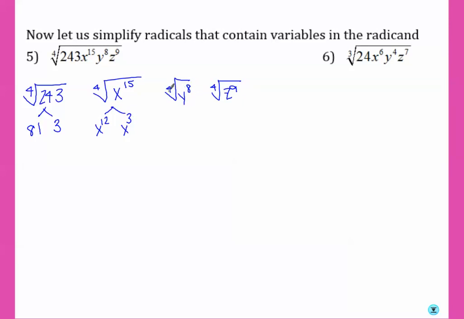8 is divisible by 4, so we don't need to split that one up. And then 9's not divisible by 4. We're going to break that up into z to the 8th and z to the 1st.